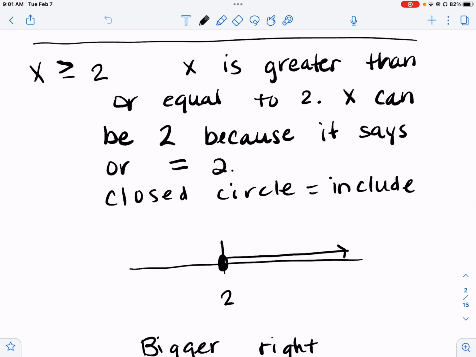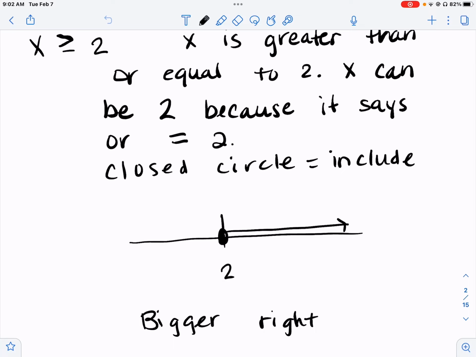Now, if we have a line under it, that means or equal to. X is greater than or equal to 2. X can be 2 because it says or equal. 2 is equal to 2. So we use a closed circle to mean include. And greater than goes to the right because bigger numbers are to the right.